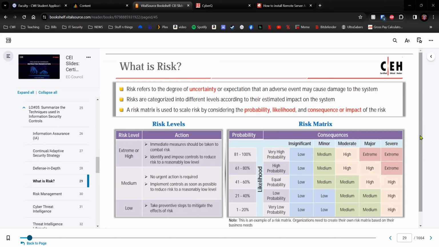A risk matrix is used to scale risk by considering probability, likelihood, and consequence or importance of the risk. So you have your risk levels, extreme or high, medium or low, and then your risk matrix. You have your likelihood, insignificant, minor, moderate, major, and severe. And as you can see, they just taper upwards from that.